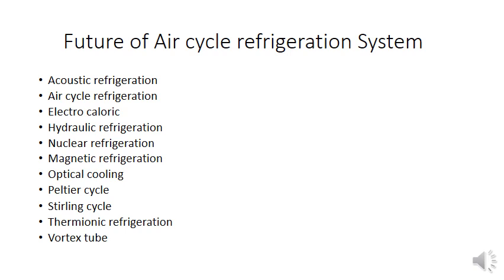Optical cooling is related to light energy. Light can also be a carrier of heat, so in the opposite way we can obtain the cooling effect. Then Peltier effect, Stirling cycle, thermoelectric refrigeration, and these are the other types of refrigeration systems. They are available in different parts of the world, so that in specific applications they are being used.